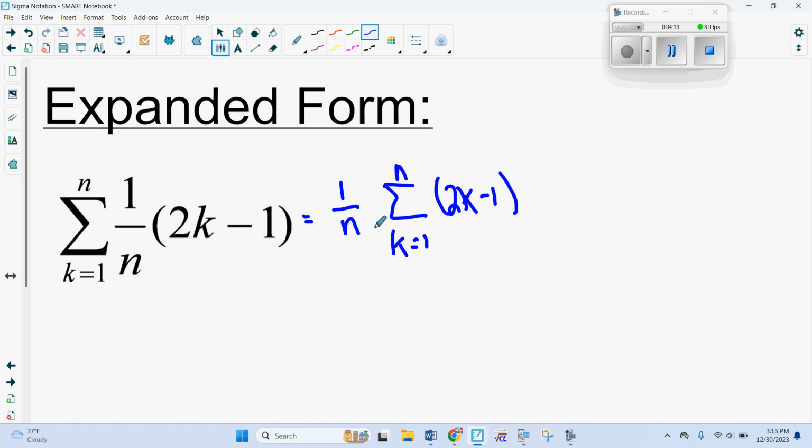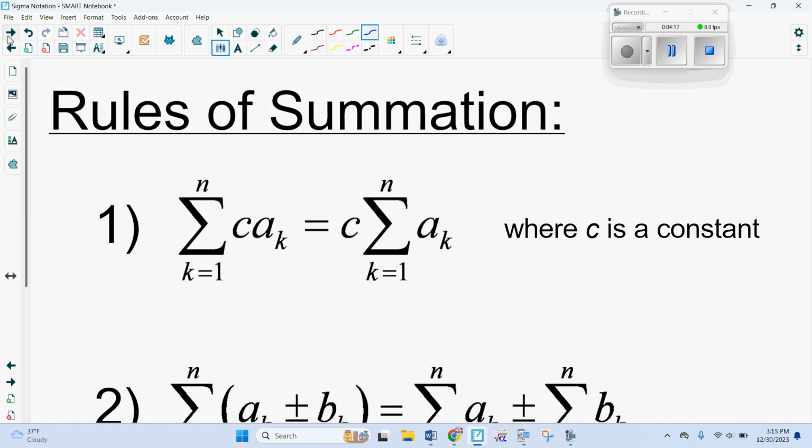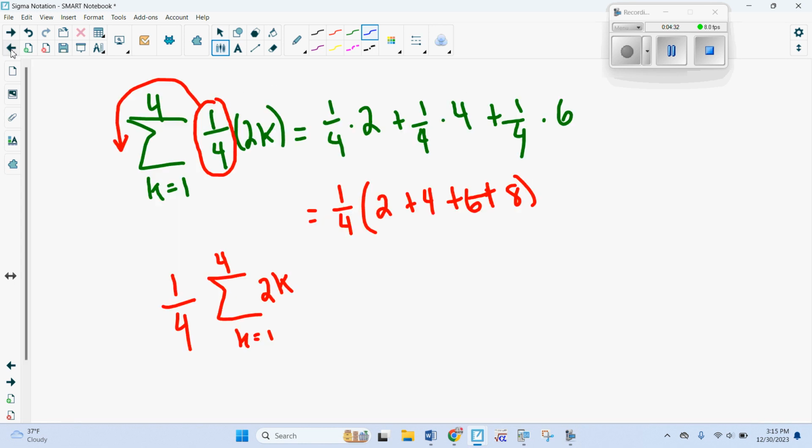Now, we want to look at some rules of sigma notation. The first rule says if you have a constant in your sigma notation, you can move that out in front of the sigma notation. And that's basically what we did here by taking this 1/4 out in front.